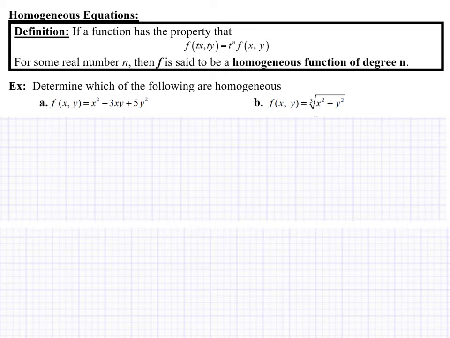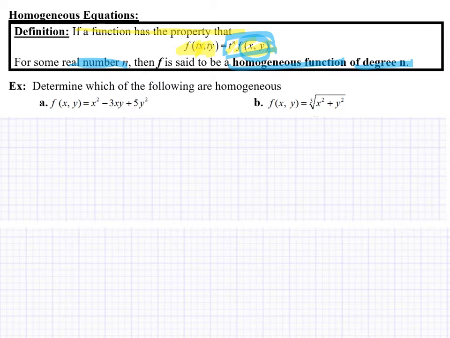Anyway, so homogeneous equation. A homogeneous function, I should say, is a function that exhibits a particular property. If a function has the property that when we evaluate that function at tx, ty, we get t to the n times f of x, y, the idea is we're going to plug tx in every time we see an x, and ty in every time we see a y. Then we'll be able to rewrite that function in this form, such that it's t to a power times the original function itself. If the function has that particular property for some real number n, then the function is said to be a homogeneous function of degree n.